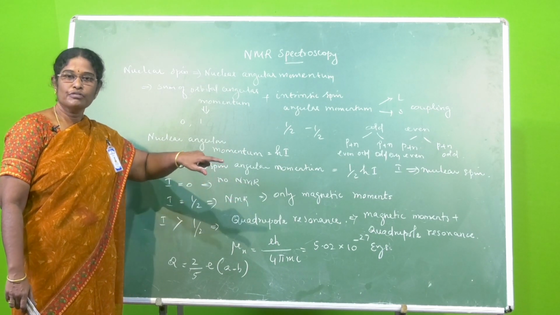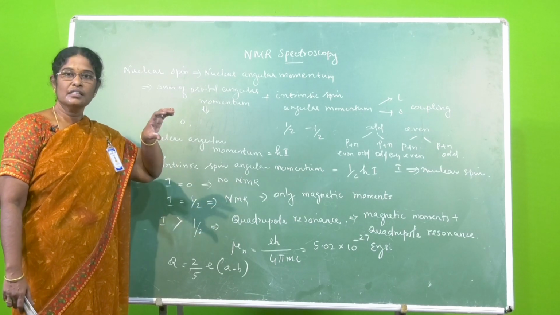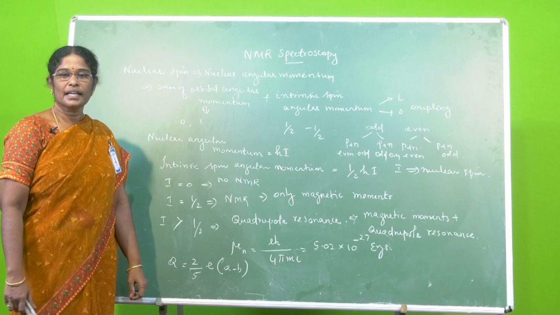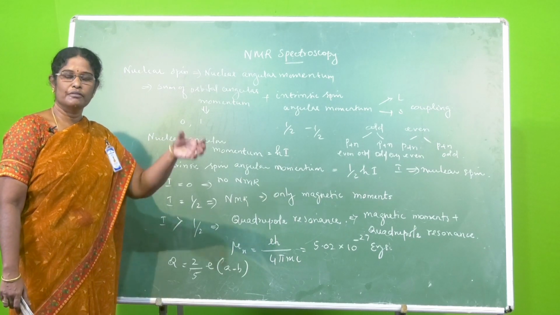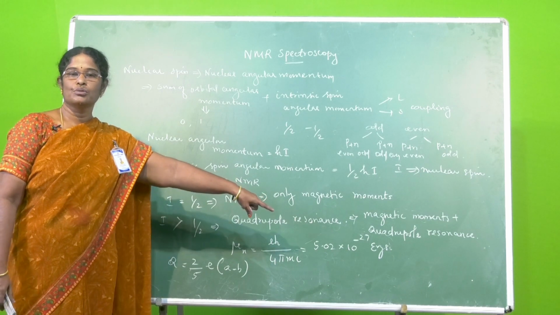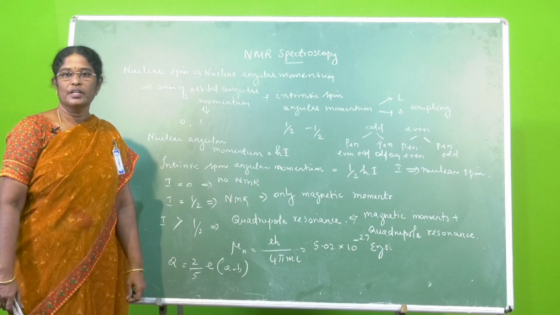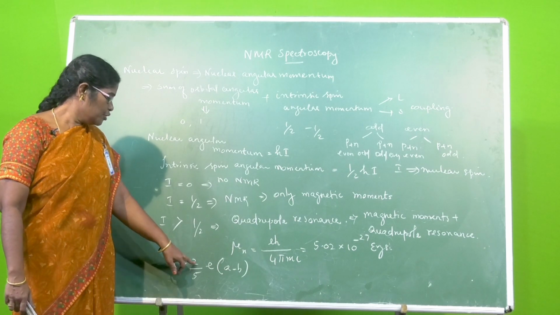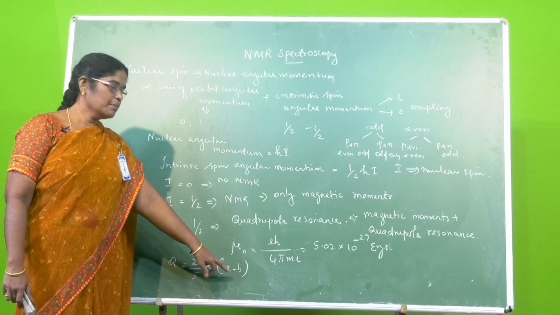The interaction of nucleons that are present in the nucleus within itself, in addition to that, is also interacting with the electronic spin, the magnetic field oriented with that. That interaction gives rise to the electric quadrupole moment, which is expressed by the factor Q, and that is given by 2 by 5 into e into a minus b.